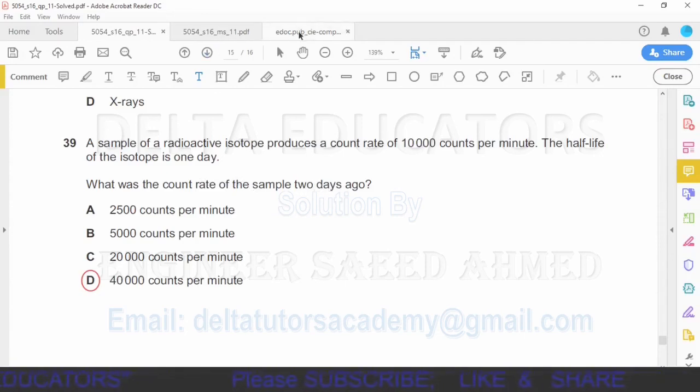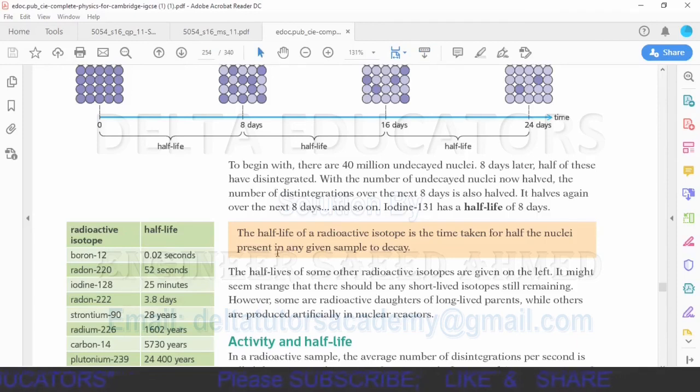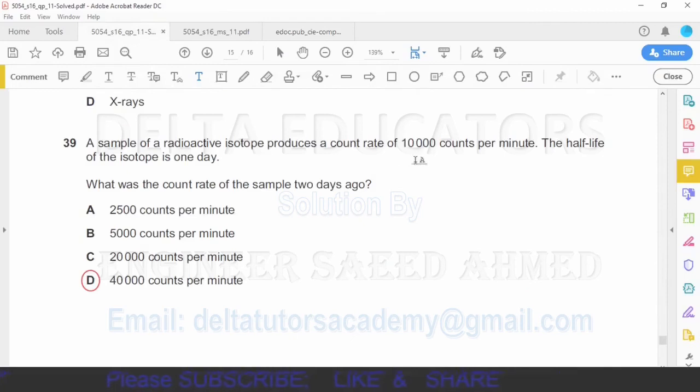Okay, what is meant by half-life? The half-life of a radioactive isotope is the time taken for half the nuclei present in any given sample to decay. It means if currently it is 10,000 counts per minute, then 1 day before it should be twice of this, meaning 20,000, and 2 days before it should be twice of 20,000, meaning 40,000 counts per minute. And it is given in option D. So option D is the correct one.